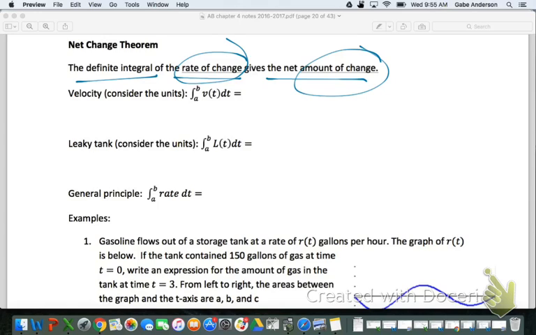So rates versus amounts, they're related, but they're not the same. One of the ways to relate them is this net change theorem. So let's take a look at velocity for a second. It says the definite integral of the rate of change gives the net amount of change. And so let's go back to what we talked about in the past, velocity. What is the integral of a velocity function? A position function, right? So I want to show you how this works.